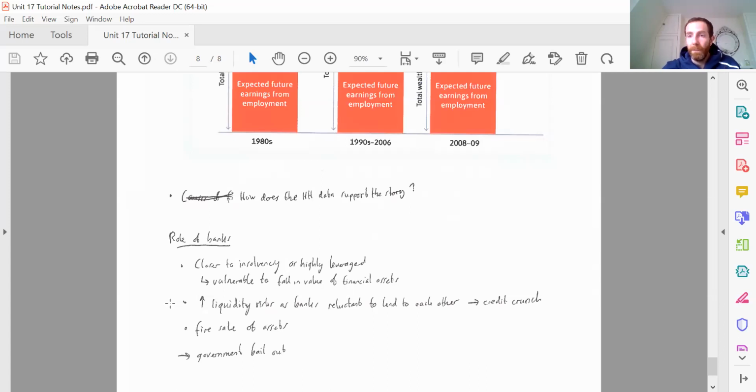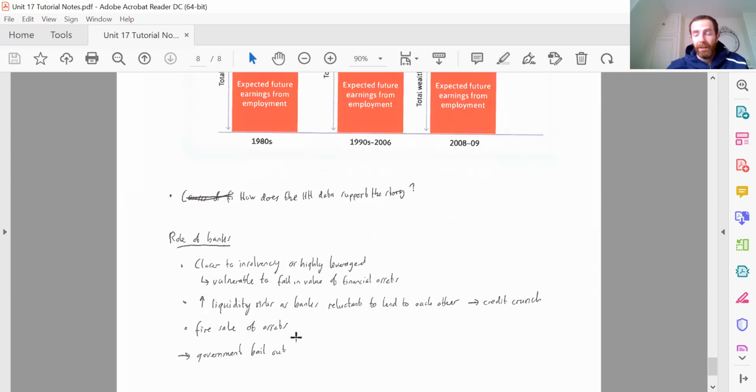And so the mechanism that banks use, the money market, where they lend to each other to make sure they can meet their liquidity requirements on a day-to-day basis, this started to really dry up because banks were not willing to lend to each other. And this is what was meant by the credit crunch, that banks were not able to get hold of liquidity to keep day-to-day operations going because of the nervousness banks had in lending to each other. There was also a fire sale of the assets.